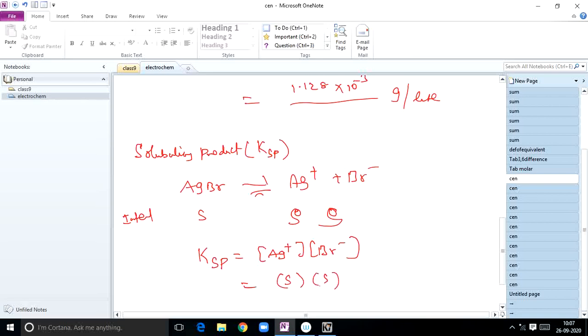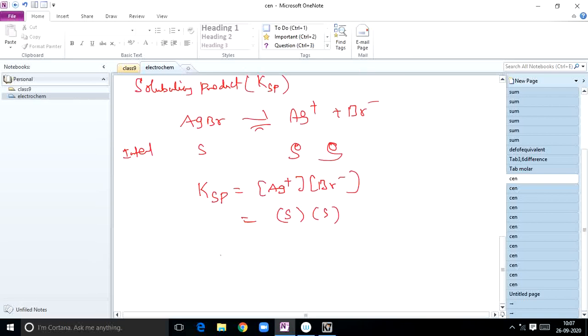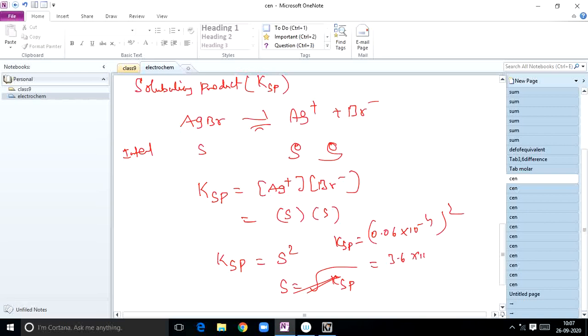You will learn this in the ionic equilibrium topic, but for the time being try to remember KSP is equal to S square. So already S is equal to square root of KSP. So what is he asking? KSP value only. So KSP is equal to S value, 0.06 into 10 power minus 4, whole square. KSP is equal to S square. So 3.6 into 10 power minus 11 you will get, mole square per liter square. Like that you can do. Solubility product, you have to write like this. We will learn it in physical chemistry next topic.